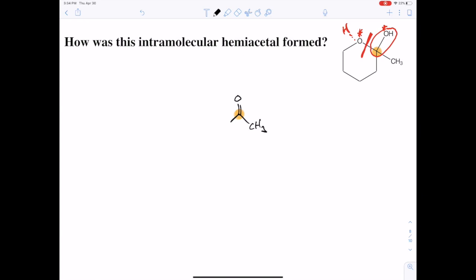I'll draw it just to make it clear. And then, so that's 1, 2, 3, 4, 5, 6. 1, 2, 3, 4, 5, 6. And what's on carbon 6? An OH. Okay. So how do you make that? Usually it's an alcohol plus a ketone or aldehyde and acid catalyst. But in this case it's one molecule. Both the alcohol and the ketone are in the same molecule. That's how you make that.